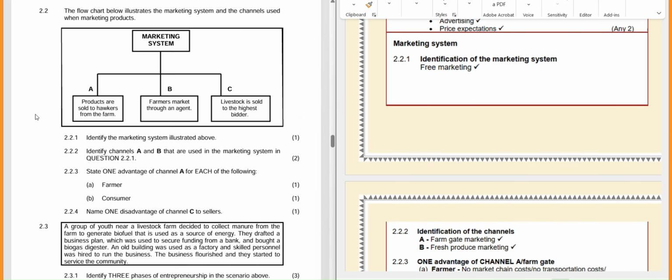Below illustrates the marketing system and the channels used when marketing products.